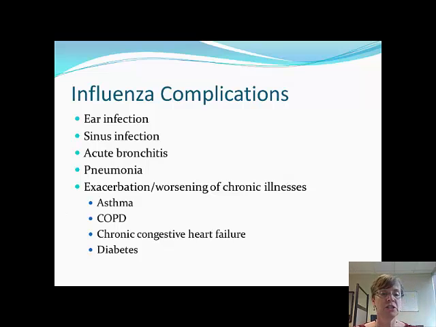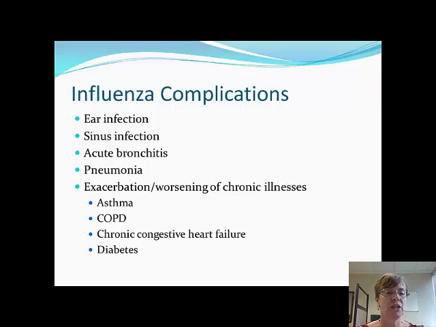Influenza complications. Most of these are going to happen in either the upper airway or the lower airway, but it's still airway related. Younger individuals, children, are more likely to have ear infections, but sinusitis, acute bronchitis, and pneumonia are all possibilities for the adult population. The other thing that can happen is if an individual has a chronic illness, the influenza oftentimes will exacerbate it.